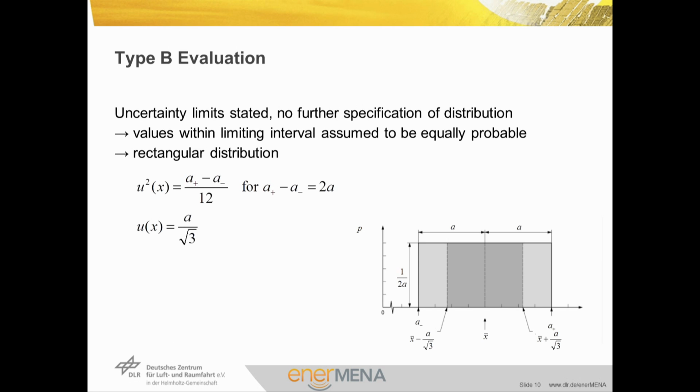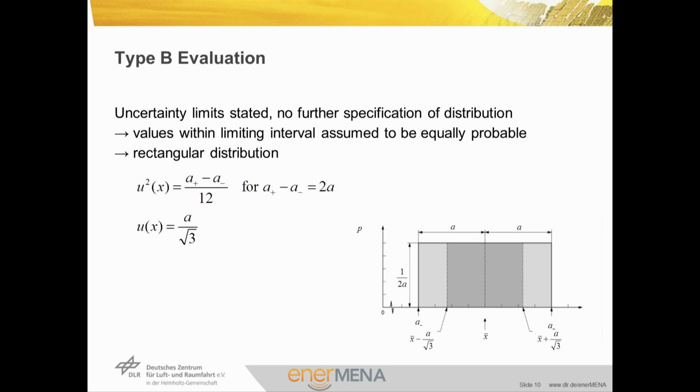Let's have a look at an example of a Type B uncertainty evaluation. Say the uncertainty limits were stated for one particular measurand and no further information on the distribution was given. In this case, we can but assume that within the given limits, all values of the measurand are equally probable. This means that the distribution is uniform. Thus, a rectangular distribution would be most suitable to model the given information.